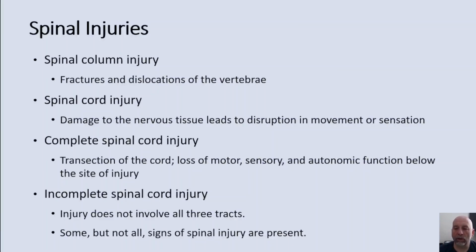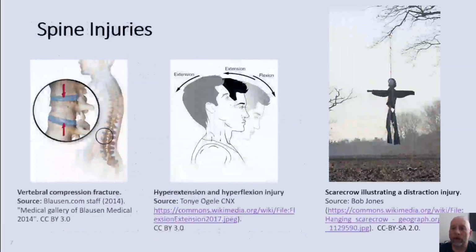A complete spinal cord injury occurs when the patient has a transection of the spinal cord, meaning the spinal cord has been completely severed. This will cause a loss of motor, sensory, and autonomic function below the site of the injury. An incomplete spinal cord injury may exhibit some, but not all of the spinal cord injury signs and symptoms we just discussed. Spinal cord injuries can happen via several different mechanisms.